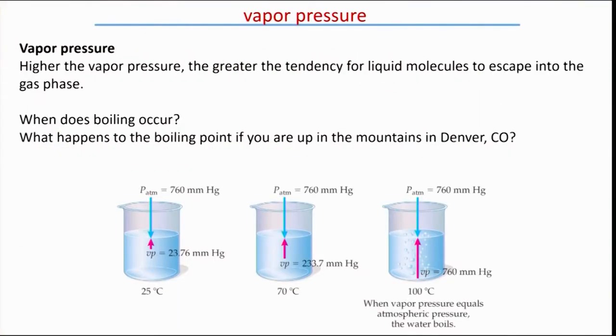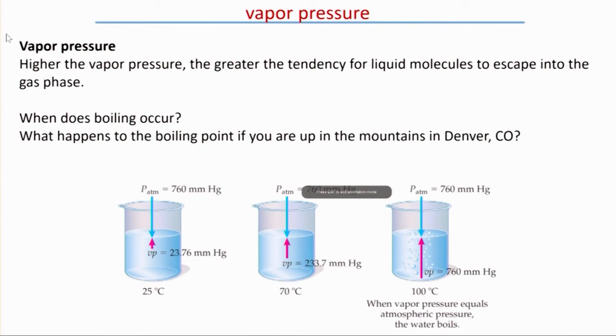All right, so like we just were saying, the higher the vapor pressure, the greater the tendency for liquid molecules to escape into the gas phase. So if you have a high vapor pressure, more of the molecules will have more energy in order to go from a liquid to a gas. Let's look at this picture down below.